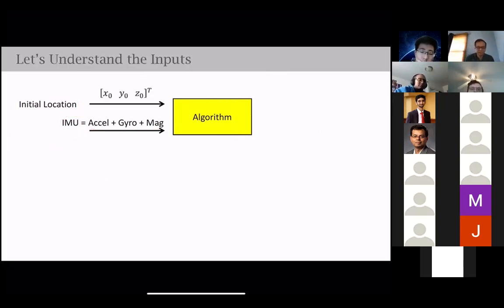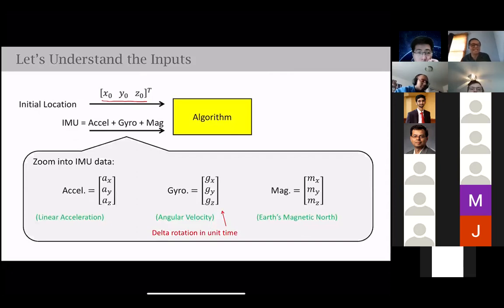Okay. Initial location, I can say that as X0, Y0, Z0. That's the initial location of the plane. And the IMU data is accelerometer, gyroscope, magnetometer. Let's understand the inputs quickly. What is this accelerometer, gyroscope, magnetometer?